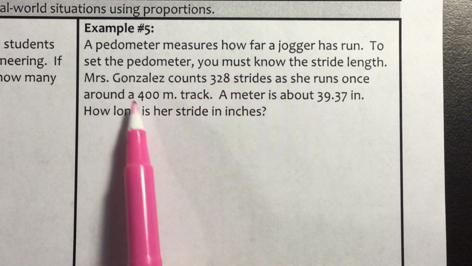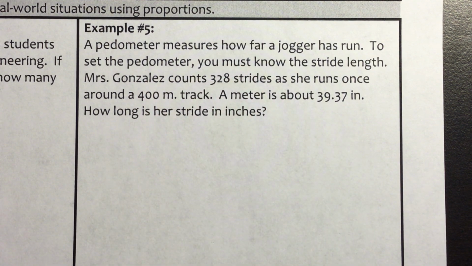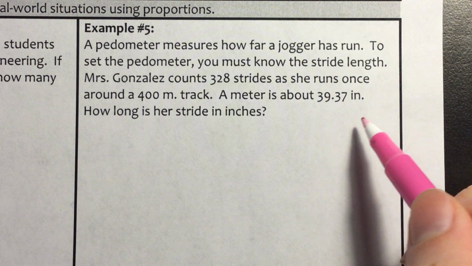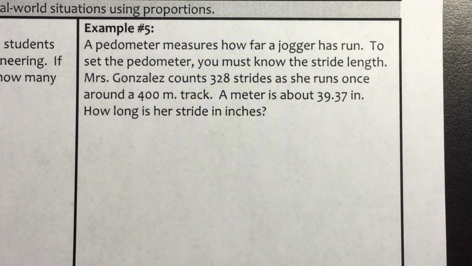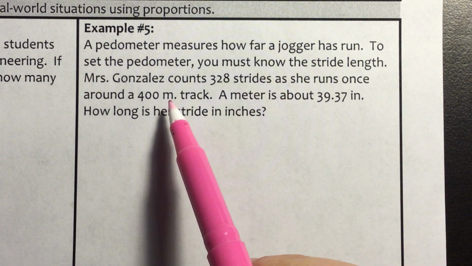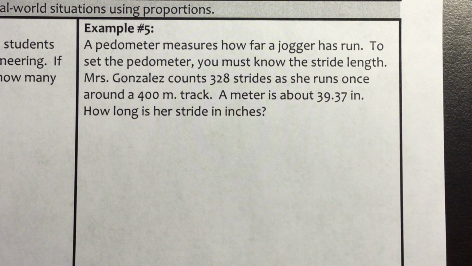So that looks like one scenario right there. We have 328 strides on a 400-meter track. A meter is about 39.37 inches. We want to know how long is Mrs. Gonzalez's stride in inches, because we have to tell that pedometer how many inches the stride is. Okay, so it looks like we have 3 different labels here. We have strides, we have meters, and we have inches. Okay, so we have to probably do this twice, actually. Set up a proportion and solve it, and then set up a proportion and solve it again. No big deal, we can totally do that.